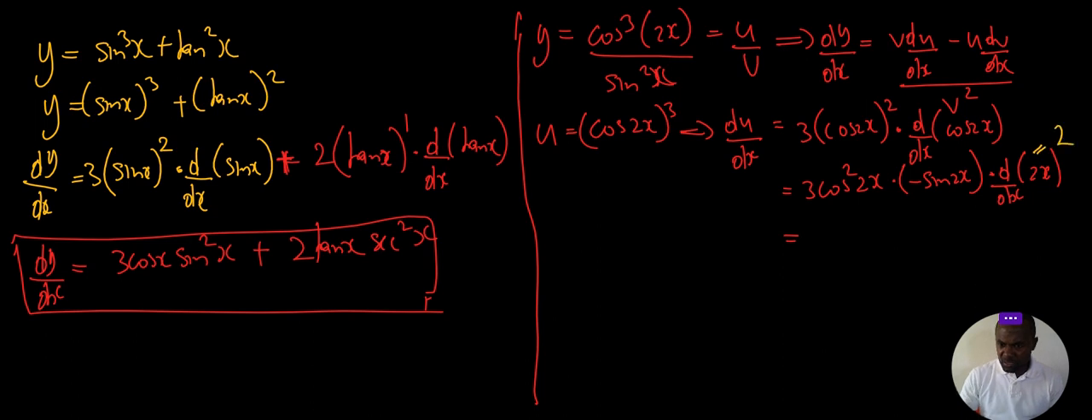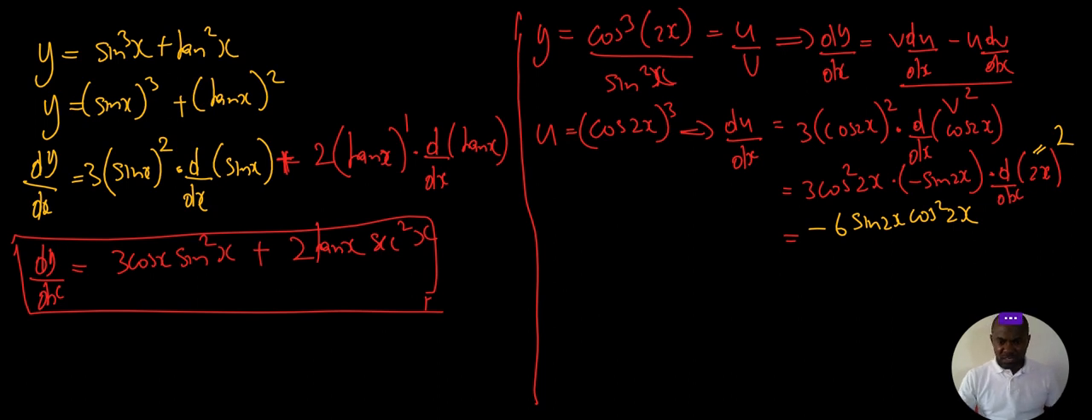So we're just going to multiply this by 2, and overall we get 2 times 3 is 6, and the minus sign is going to give us minus 6 sine 2x cos squared 2x. And that is the derivative of cos cubed 2x.